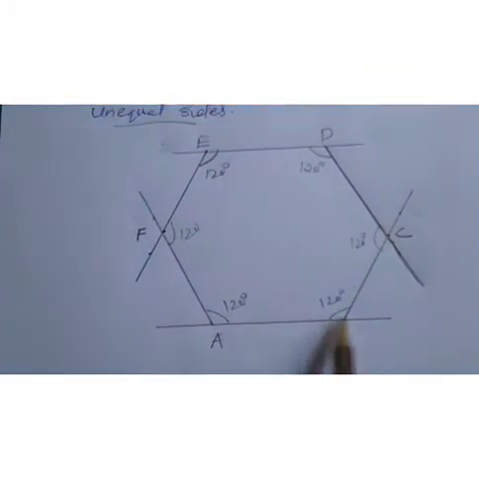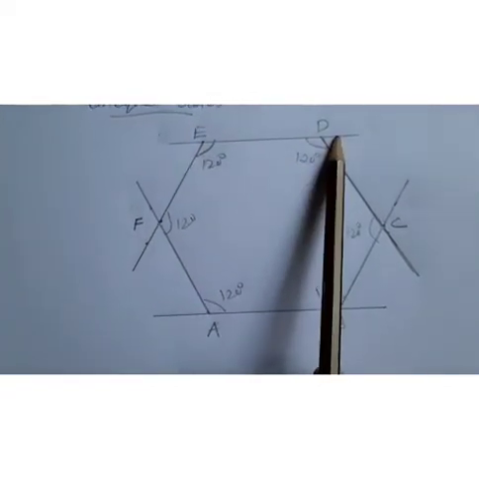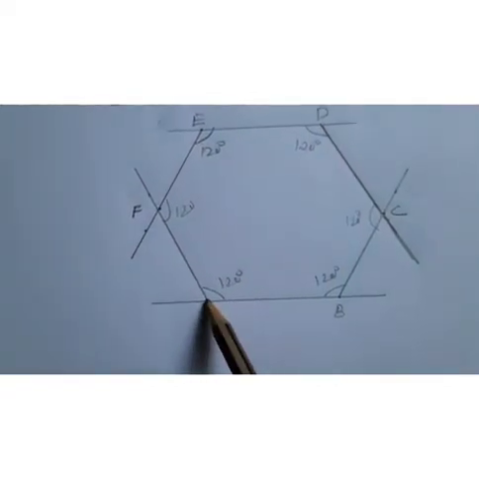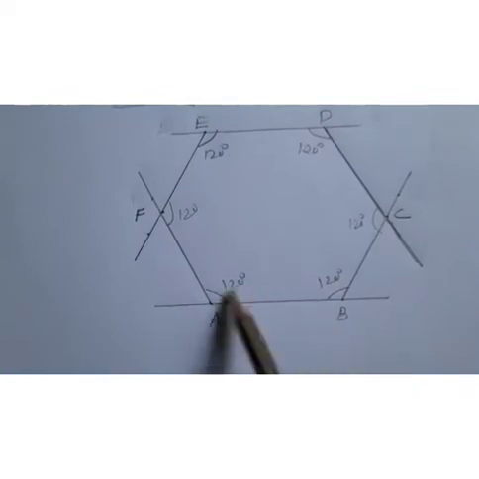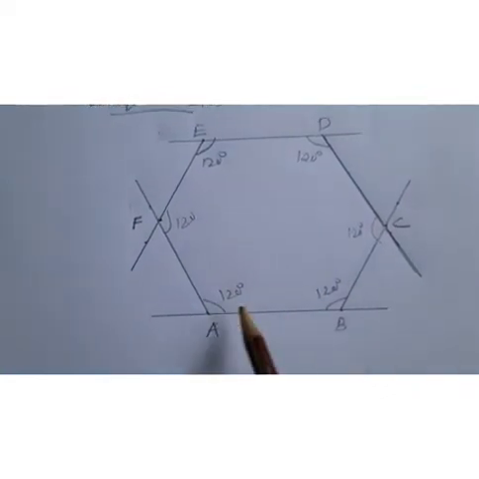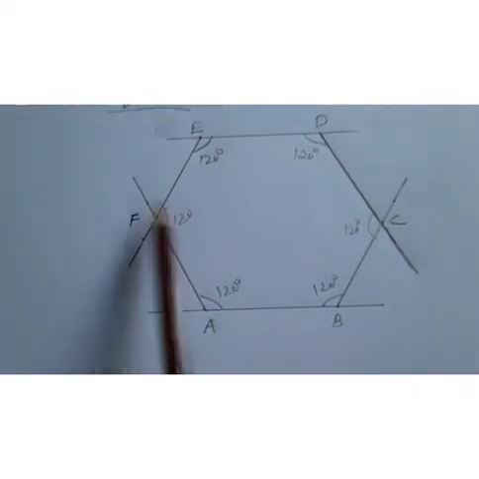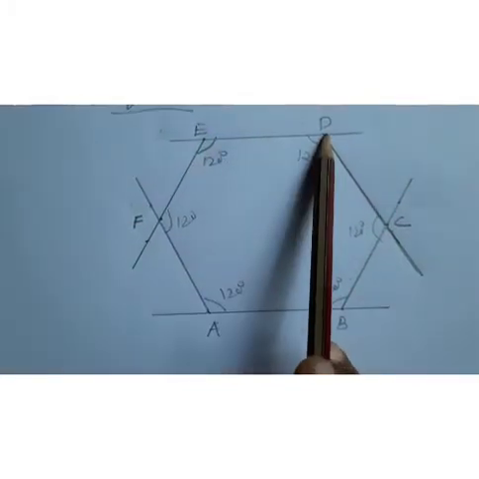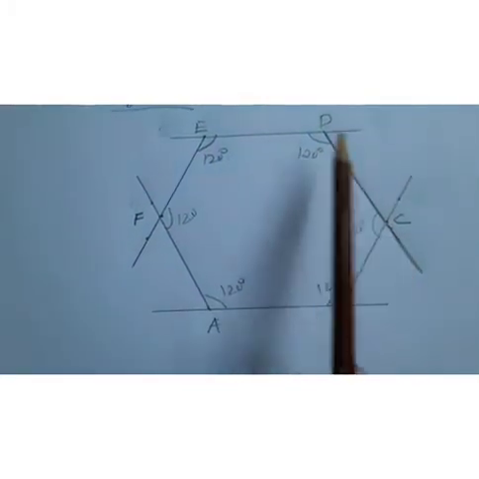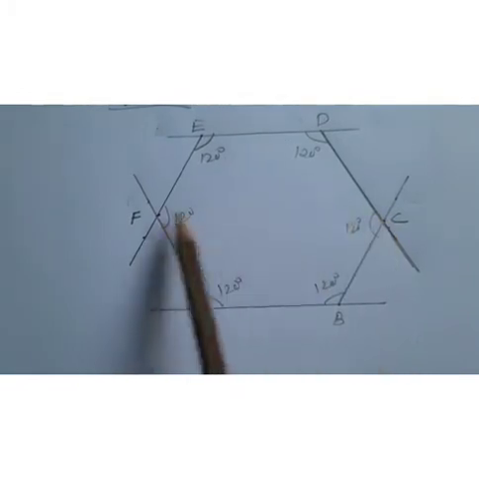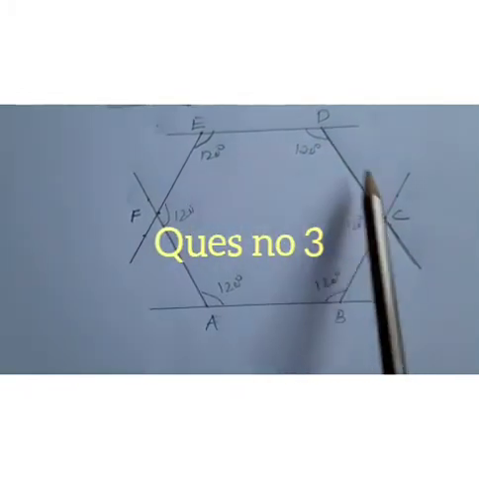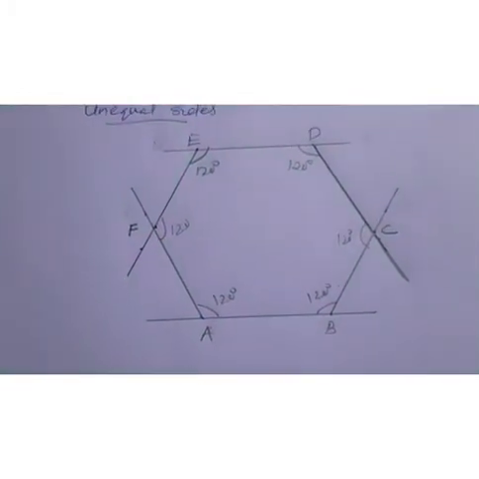Remember this one. First draw AB and ED parallelly. Then from point A and point B take 120 degree obtuse angle. Then draw the line. Then from E and D also draw the obtuse angles and draw the line. Then the meeting point you have to join it. So you will get a hexagon.